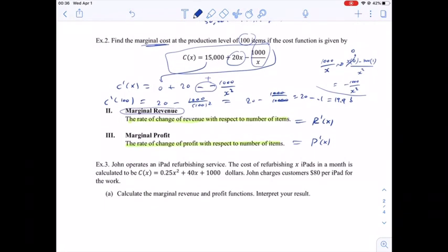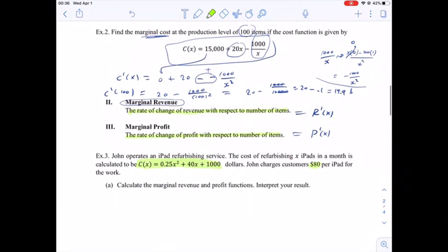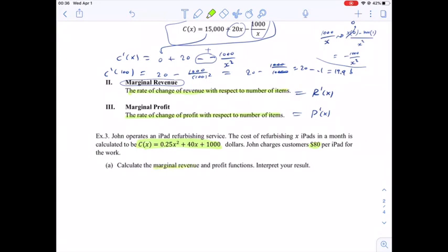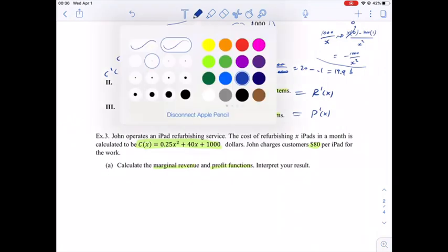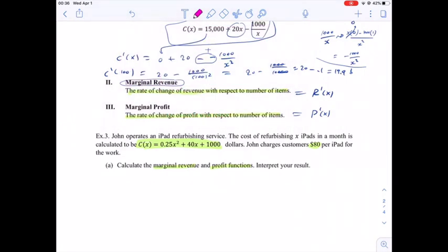So let's take an example. Here John operates an iPad refurbishing service. The cost of refurbishing x iPads in a month is calculated to be C of x equals 0.25x squared plus 40x plus $1,000. Now John charges customers $80 per iPad for the work. We want to calculate the marginal revenue and the marginal profit functions and then interpret the result.